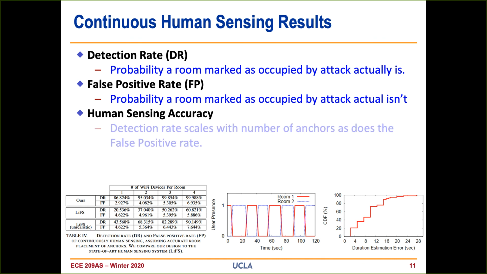And in terms of human sensing accuracy, the detection rate scaled with the number of anchors, as well as the false positive rate, as you can see in the table down on the bottom left here.